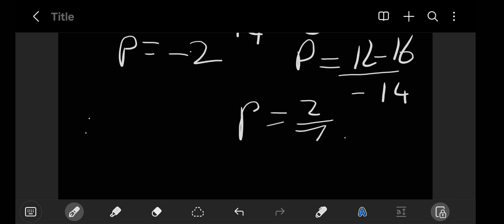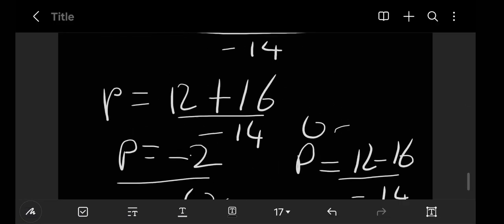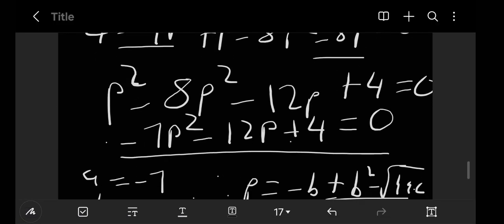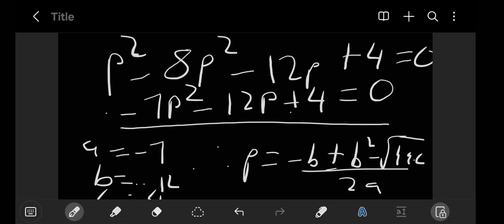So hence the values of p are therefore, when p is equal to negative 2 or when p is equal to 2 over 7, we're going to have real roots. And please, let's verify again. Let's check if we're on the right track. So I'm going to sub it here.